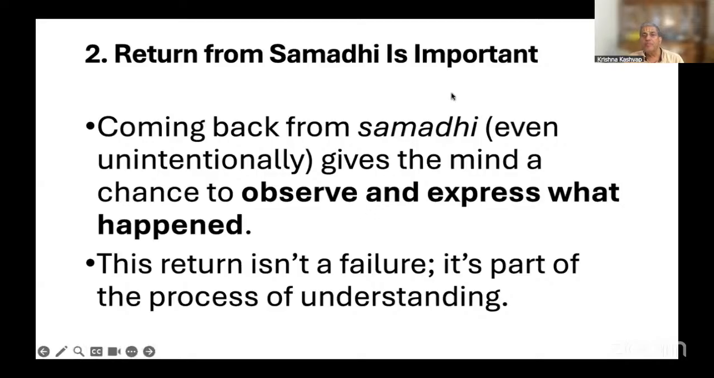Return from Samādhi is important. Coming back from Samādhi, now analyze: why do people come back from Samādhi? If Samādhi was so perfect and wonderful and beautiful and blissful, why come back? Stay there. So we have to analyze why people are coming back. When you come back, you can observe and express what happened. This return is not a failure. It's a part of the process of understanding. So we need to understand what is happening in the return from Samādhi. Okay?